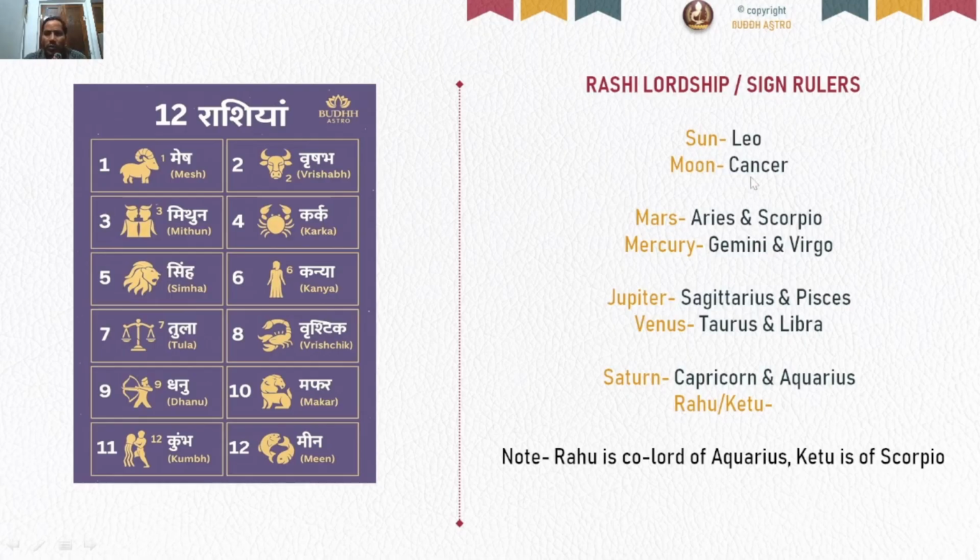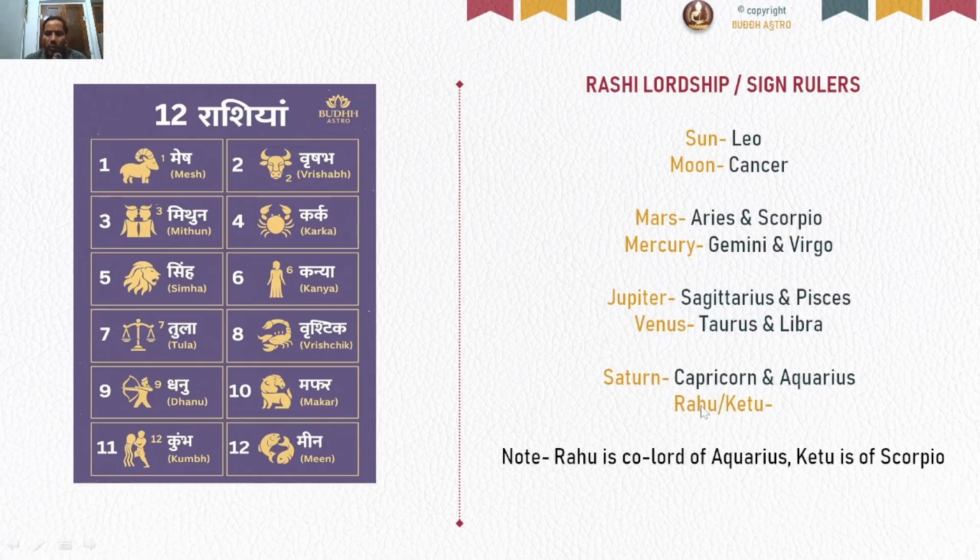Similarly, Moon rules Cancer sign. Mars rules Aries and Scorpio, that is 1 and 8. This is the Mesha 1. This is the Scorpio 8. So these two houses are ruled by Mars. Then Mercury rules Gemini and Virgo. Jupiter rules Sagittarius and Pisces. Venus rules Taurus and Libra. Saturn rules Capricorn and Aquarius.